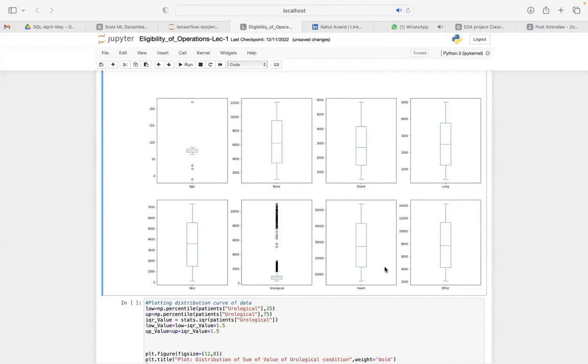It's better to show you practically. So in the age column, as you can see, there's -10 which we are getting, and there's 220 that we are getting. You can visualize it from the box plot as well. So there are outliers in the age column. In bone, blood, lung, skin, it's fine. Urological has a lot of outliers, which are making it right skewed. Why am I saying right skewed? Because it is going into the higher end. Heart, other is fine. So when I'm replacing those null values in bone with mean, it should be fine. Blood fine, lung fine, heart, other, and skin are fine.